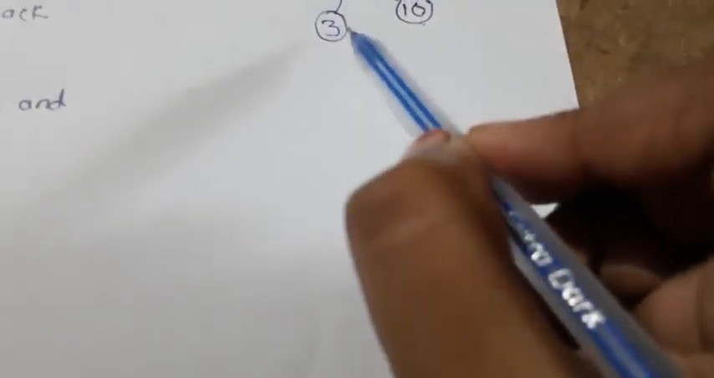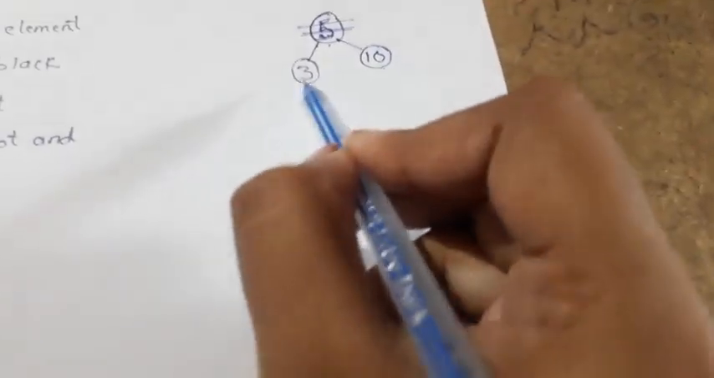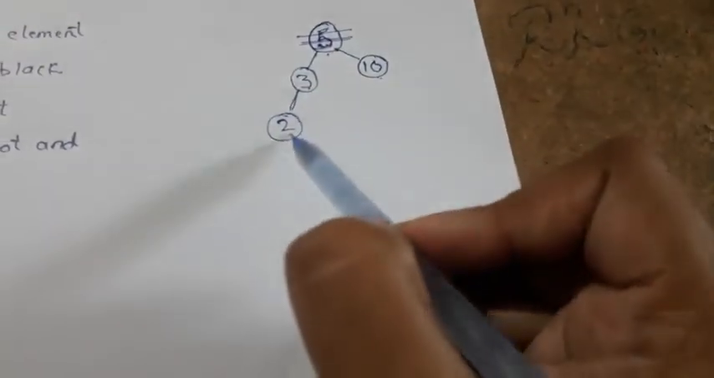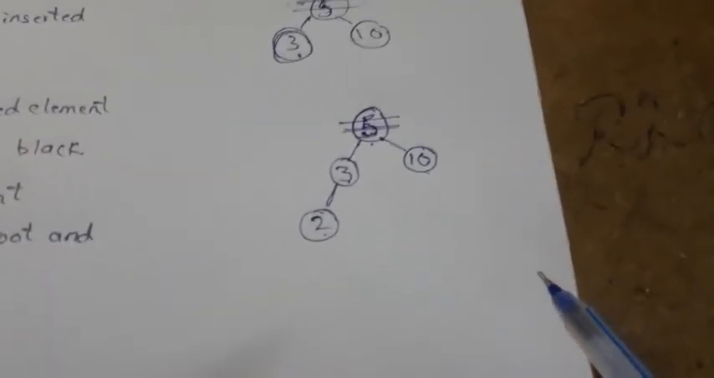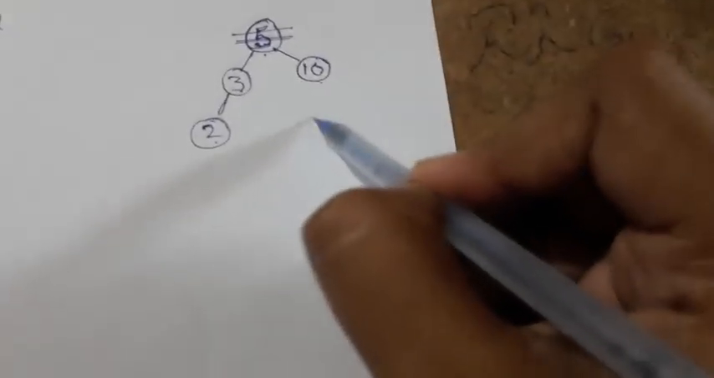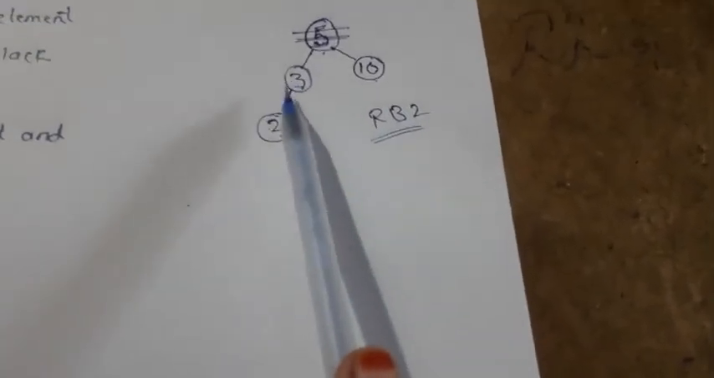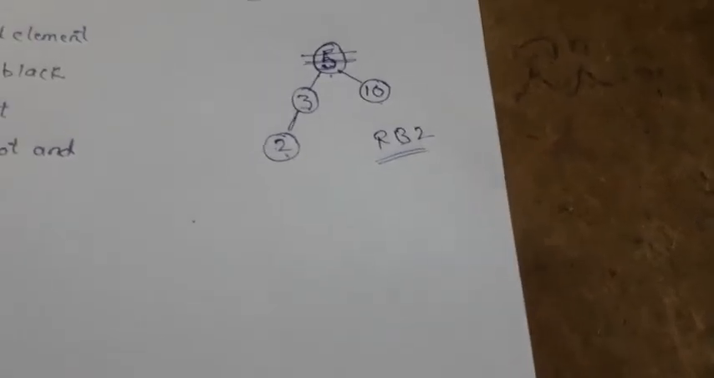Next, if I have to insert another element, that is 2, where will I insert this 2? To the left of 3. Is it so? But does it violate the RB properties, that is RB1, RB2 and RB3? When compared with these properties, is it violating any property? Yes, it is violating the RB2 property. What do you mean by the RB2 property? No two consecutive red nodes should be present. It means from root to external path, we should not have any two consecutive red nodes.